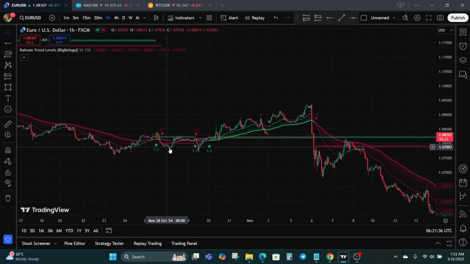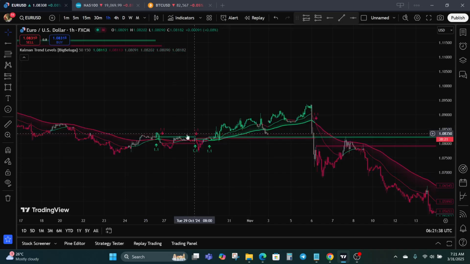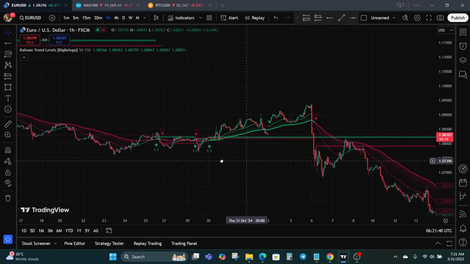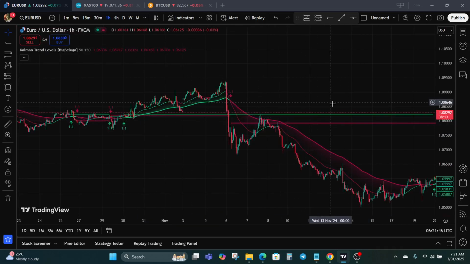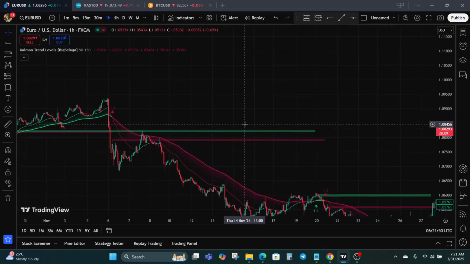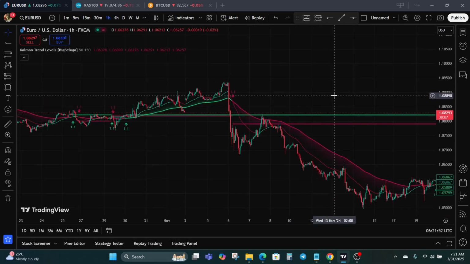Note that when a resistance is broken, it turns into a support, and when a support is broken, it turns into a resistance. That's the reason why the green and the red zones can be interchanged. They can be switched, because a support zone turns into a resistance once it is broken, and a resistance zone turns into a support once it is broken.